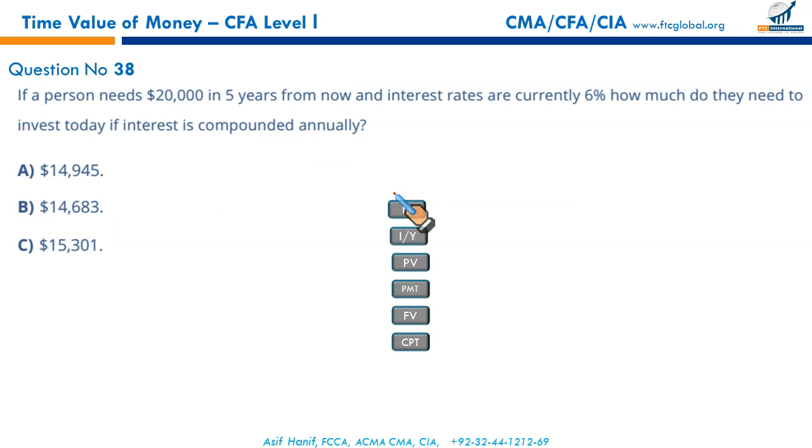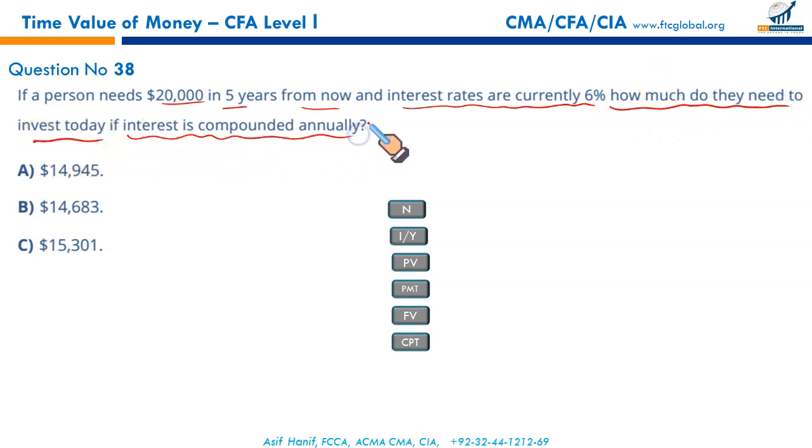Next, if a person needs $20,000 in 5 years from now and interest rates are currently 6%, how much do they need to invest today if the interest is compounded annually? If there is annual compounding, periods would be 5 as given. You need $20,000, so this is the future value that you need.